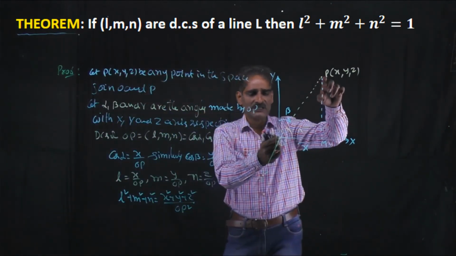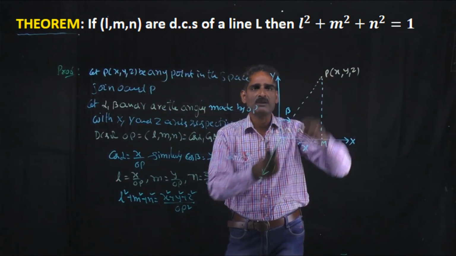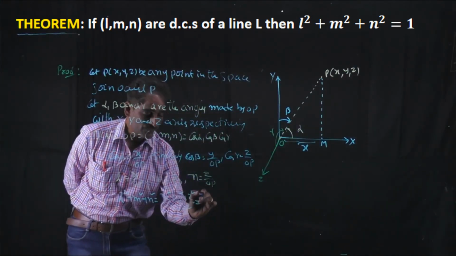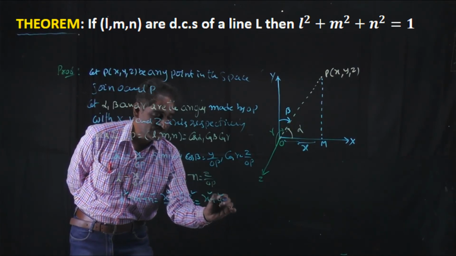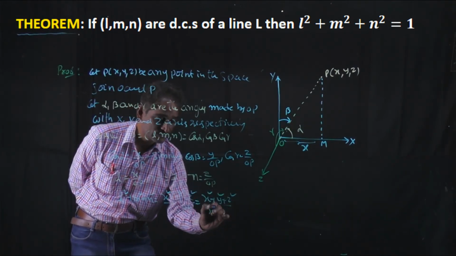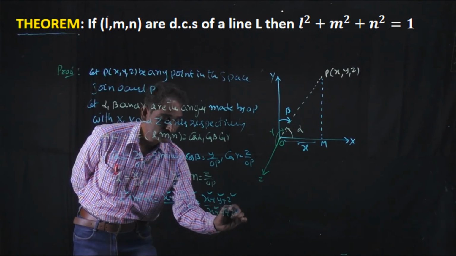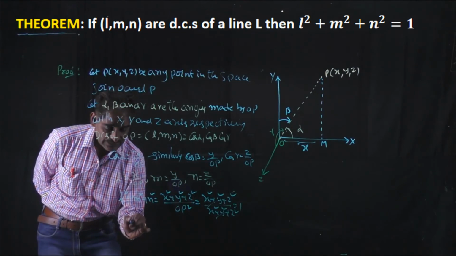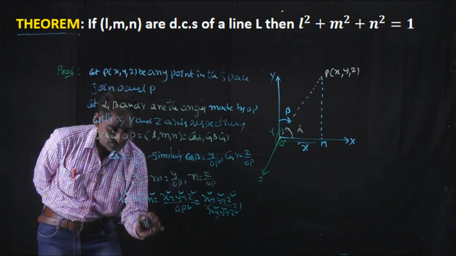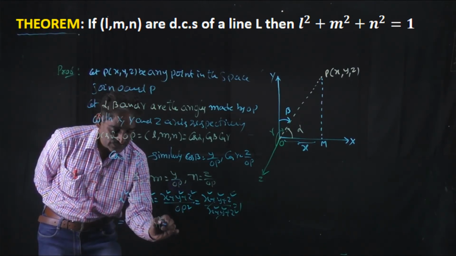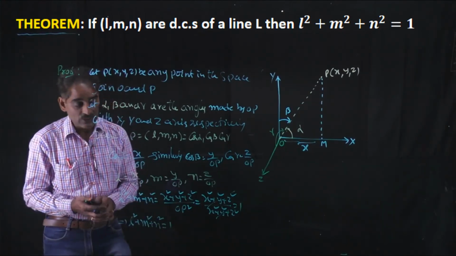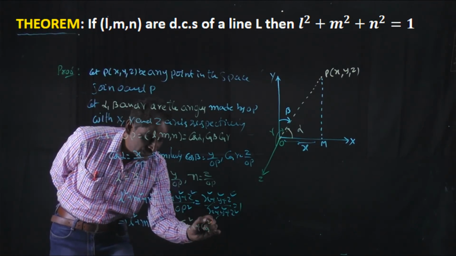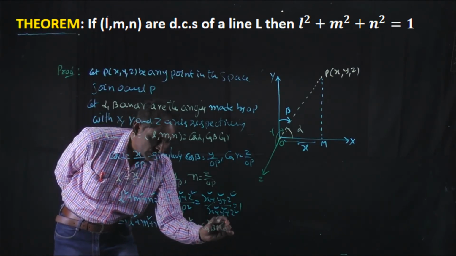So what about the OP length? OP is nothing but the distance from the origin to this point. This is nothing but root of x square plus y square plus z square. OP square is equal to x square plus y square plus z square. Therefore, x square plus y square plus z square is nothing but OP square. These two will get cancelled. That is equal to 1. That means l square plus m square plus n square is equal to 1. It is also equal to cos square alpha plus cos square beta plus cos square gamma.